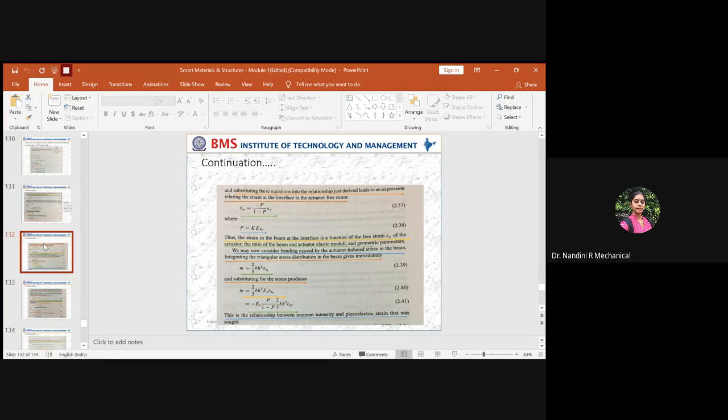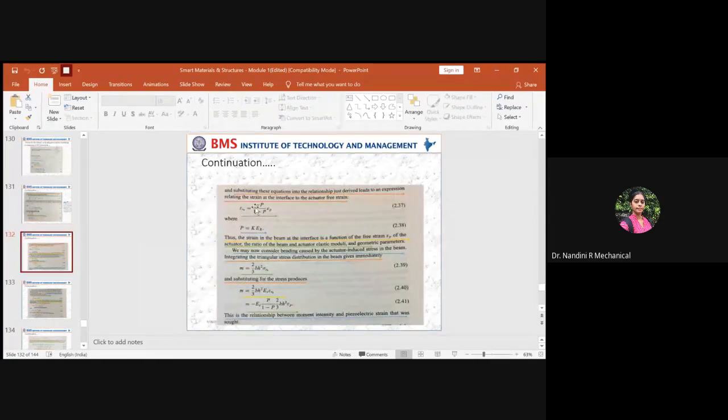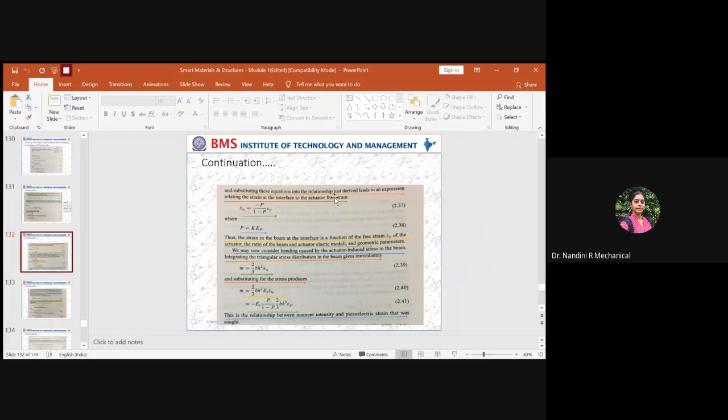now you have to make some small changes. You now have two equations related to stress and strain. Then we will try to relate the strain of the structure with some parameters associated with P. Okay, so what is this P? You have to first understand. When we substitute the previous equations, which have been developed by Hooke's law, into a relationship, this helps in providing a relation between the strain across the interface to the actuator free strain.